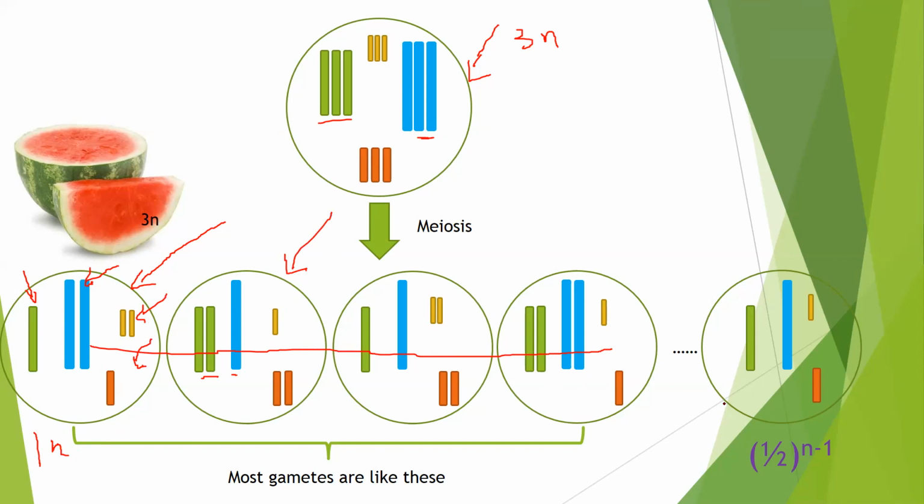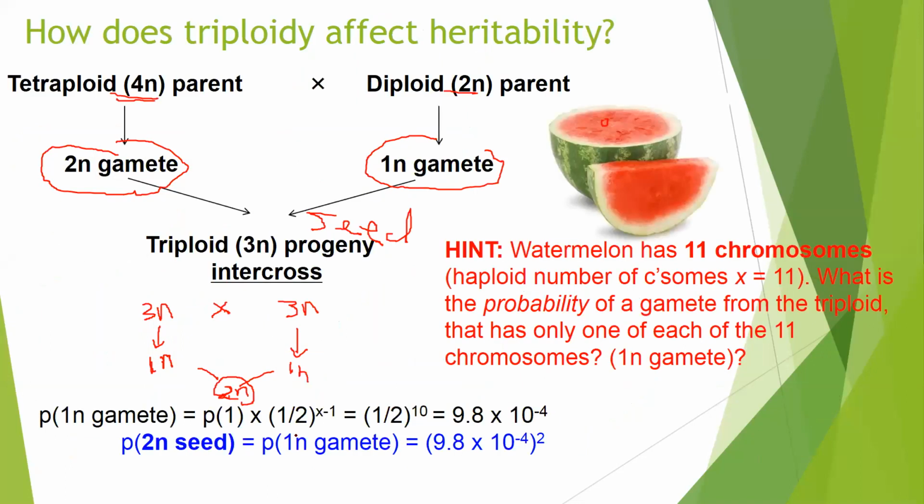So only if this parent can produce a 1N gamete like this, so for each chromosome there's only 1 copy, then it's possible to form a watermelon with seeds, right? So let's calculate the probability that any 3N parent can produce a 1N gamete. So that's the probability. It's extremely low, right?